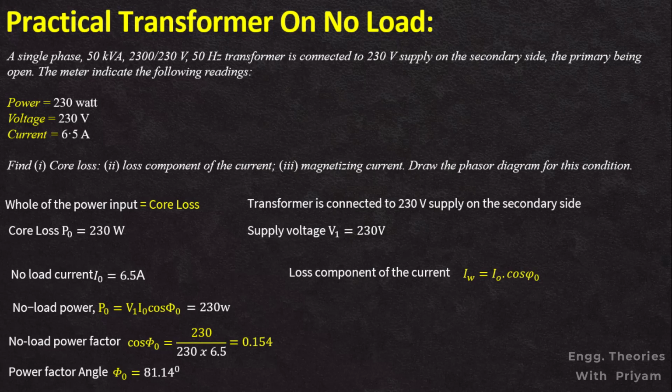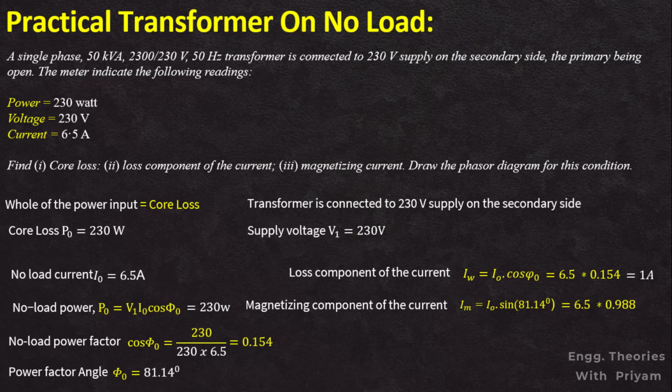By putting the value of cos phi naught as 0.154, we can calculate the loss component of the current as 1 ampere, and we also know that the magnetizing component of the current, IM, is equal to I naught sin phi naught, or I naught sin 81.14 degree, which will result in 6.5 into 0.988, or 6.422 ampere.